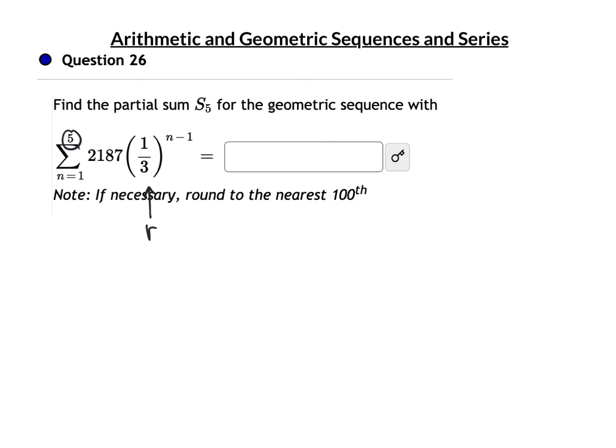We have the common ratio. All we really need here is the first term. To find the first term, we'll plug in n is 1. This will become 1 minus 1, which is 0. 1/3 to the 0th power, anything to the 0th power is 1. And 2,187 times 1 is 2,187.